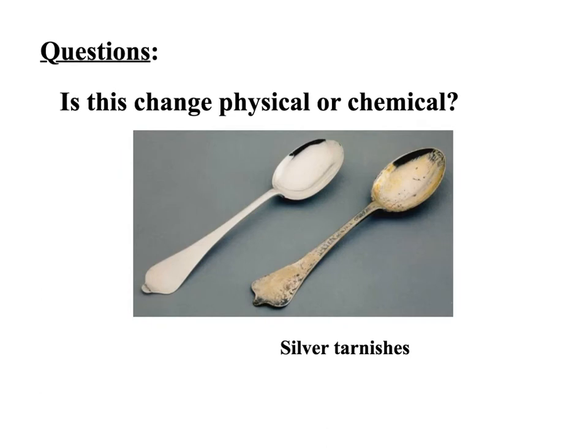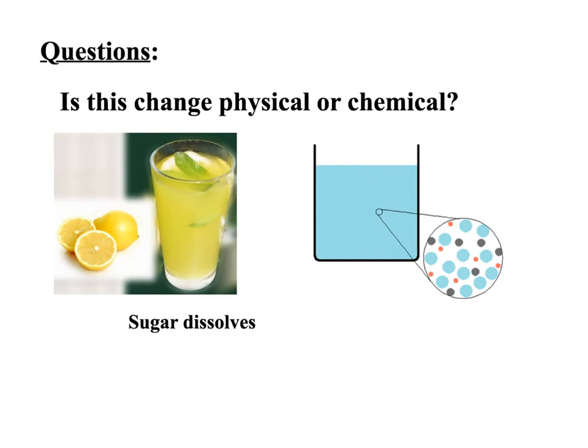When silver tarnishes, the actual atoms of the silver react with the oxygen in the air. You see that color change? That dark blackish gray material that is the tarnish is the silver oxide. That is a chemical change because the silver is being converted to something that's different, silver oxide. Tarnishing silver is a chemical change.